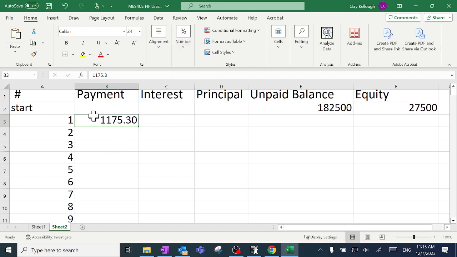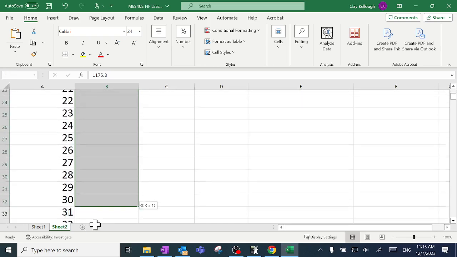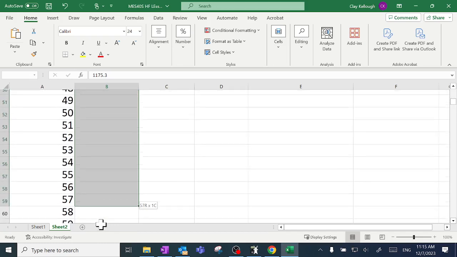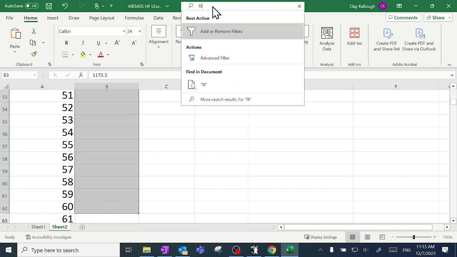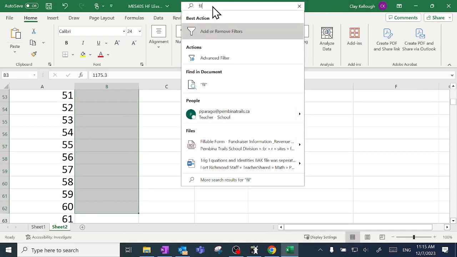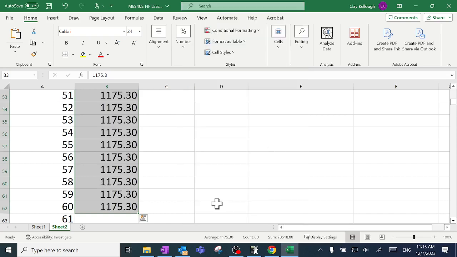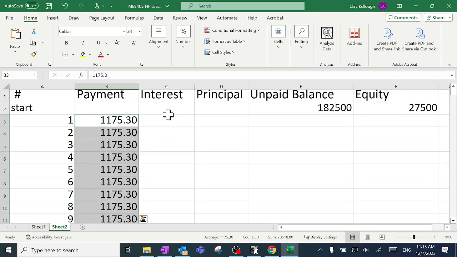And then I'm going to fill down. Again, that stays the same for the first 60 payments, assuming, again, it's a 5-year term. So again, I go to fill down. And there we go. So that saves me having to retype that number 60 times, which is nice.